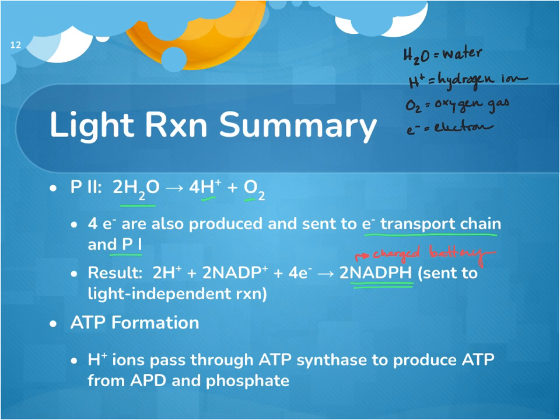The other thing that happens during the light reaction is ATP formation. So we collected all those hydrogen ions from photosystem 2, and they pass through the ATP synthase enzyme and produce ATP molecules by taking an ADP molecule and a phosphate molecule and binding them together, so that we go from adenosine diphosphate with 2 phosphates, and we produce ATP, adenosine triphosphate, with 3 phosphates.